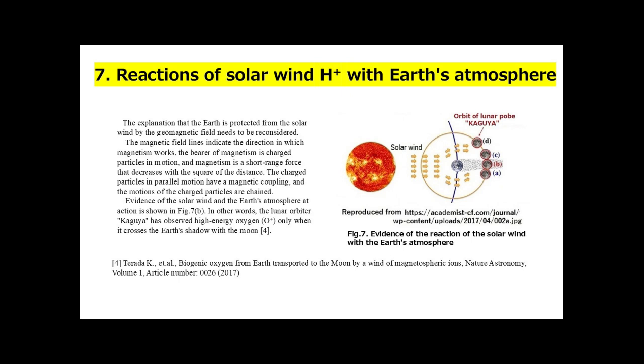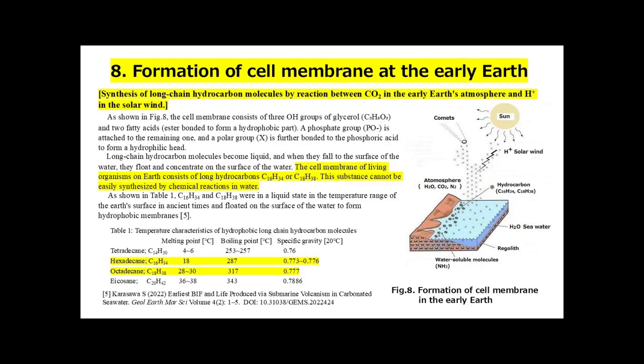Evidence of the solar wind and the Earth's atmosphere at action is shown in Fig. 7b. In other words, the lunar orbiter, Kaguya, has observed high-energy oxygen O+ only when it crosses the Earth's shadow with the Moon.